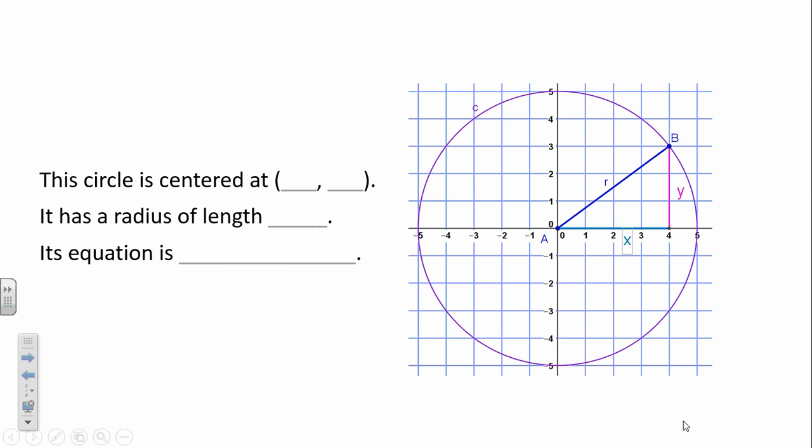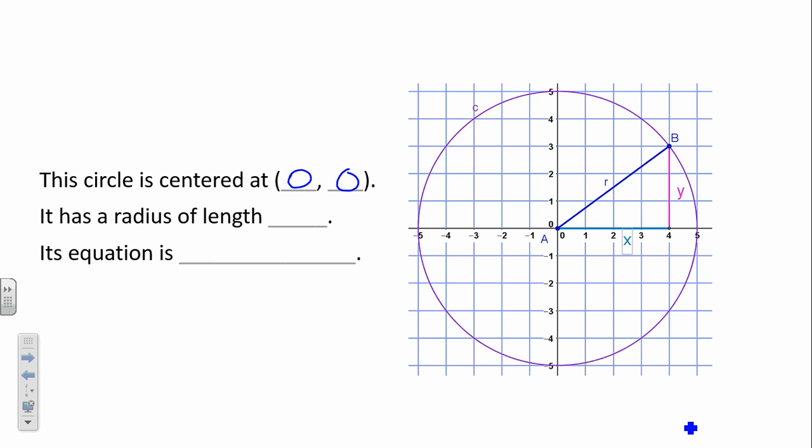So first of all, here's a picture of a graphed circle. What's the center of this circle? 0, 0. Okay, so we're on your handout, very top blank. The circle centered at 0, 0. And every point on that circle is the same distance away from that center. How far is that distance? 5. How do you know?